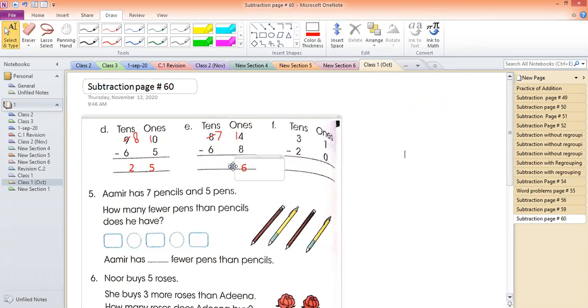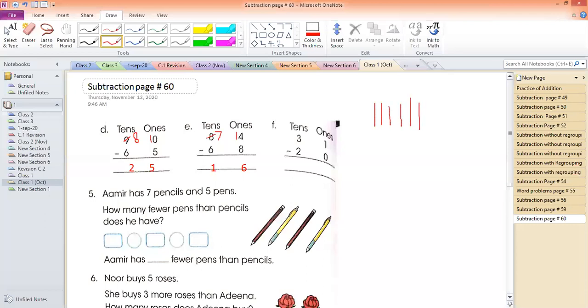Now this is 7. 7 minus 6 is equal to? 1. If you draw 7 lines and cut 6 lines, that will be 1. Very good. Look here. Draw 7 lines. 1, 2, 3, 4, 5, 6, and 7. Cut 6 lines. How many lines are left? Only 1 line is left. So 7 minus 6 is equal to 1. Right? Thank you. Okay, welcome.